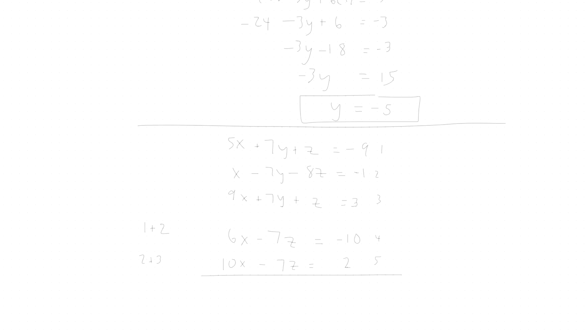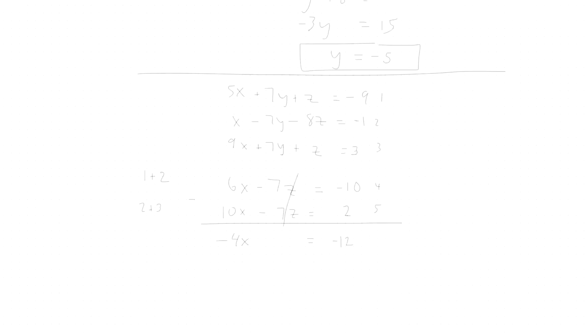Okay, so 6x minus 10x, how much? 6 minus 10 would be -4. Negative 4x. The z's will cancel out. So negative 10 minus 2, how much? -12. Good. So now we're going to divide both sides by -4. So that means that x equals 3. Okay, there's our x. We got the x.